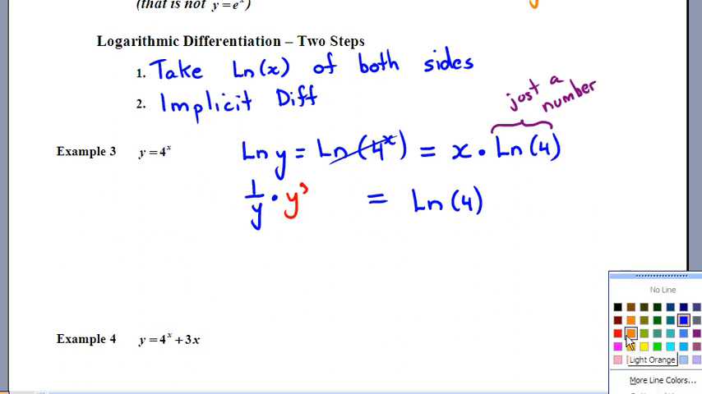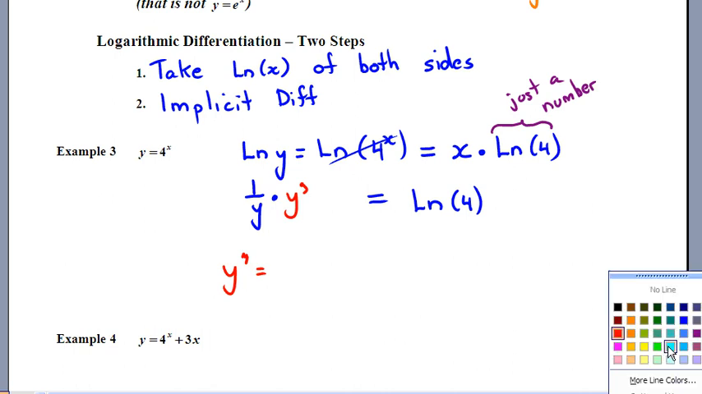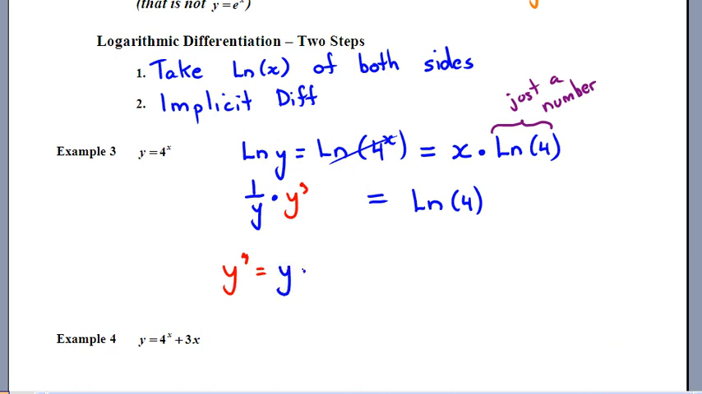Well, we're just about done. This example, y prime, the derivative, if I solve for y prime, it's going to end up being y multiplied by the ln of 4. Now, you could leave it like that, but why not go and say, hey, look, here's y, here's y. We could say, well, y is just 4 to the x. So the answer here is going to be 4 to the x ln 4.